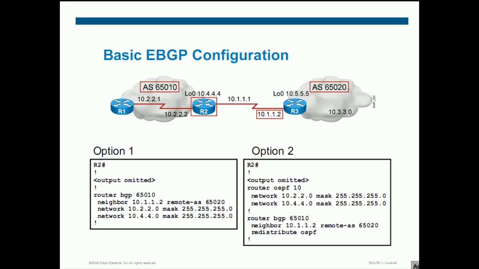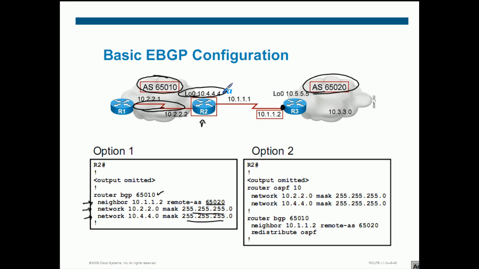Well, let's take a look at a couple of options then for configuring router 2. So here's router 2. Again, it's in this autonomous system 65010. So we entered the router configuration mode. We put in our information to the remote neighbor in 65020. So we're using the proper interface. We describe the autonomous system that it's in. And we put in the two network commands, 10.2.2, 10.4.4, with the network masks. So we are specifically advertising this network and the loopback address.